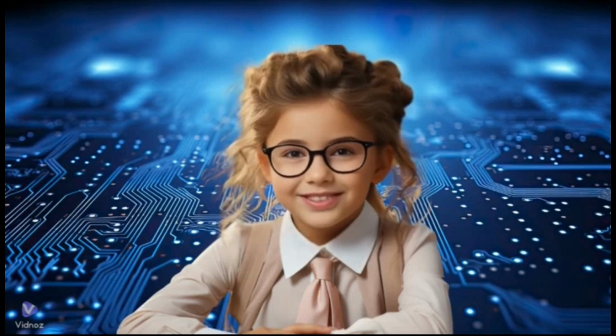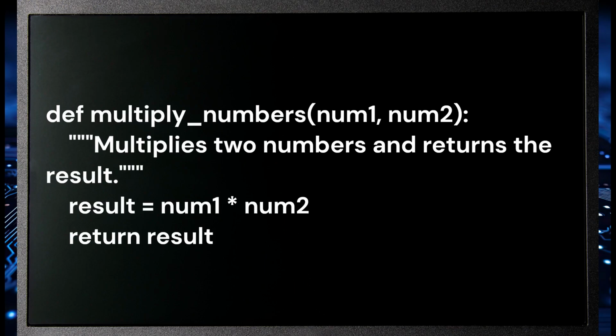Finally, functions can also return values, which are the results of the function's calculations. To return a value from a function, we use the return keyword. Let's take a look at an example. Here, we've created a function called multiply_numbers, which takes two parameters called number1 and number2. The function multiplies the two numbers together and returns the result.